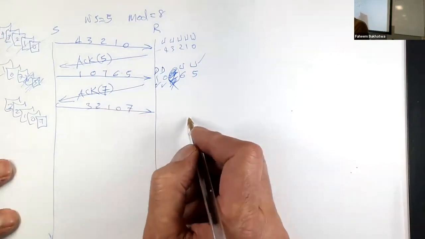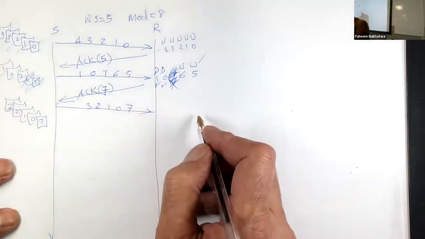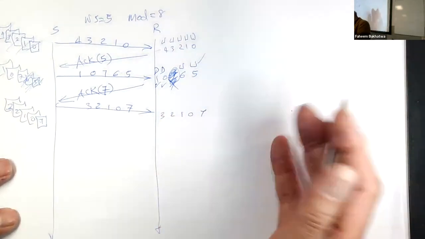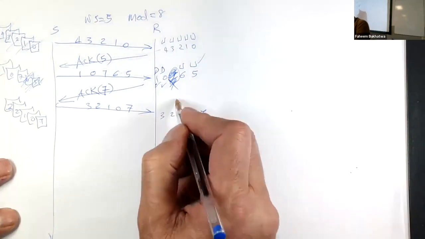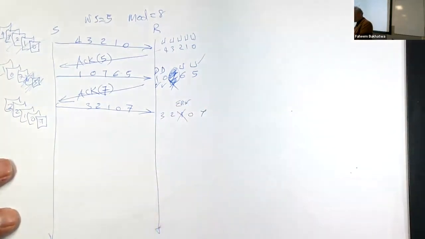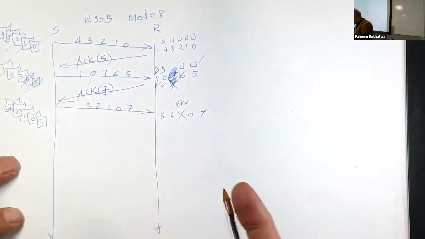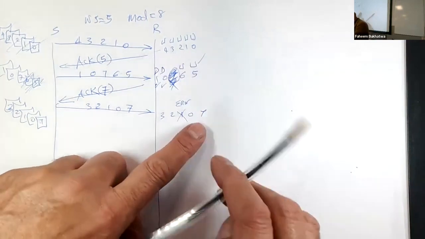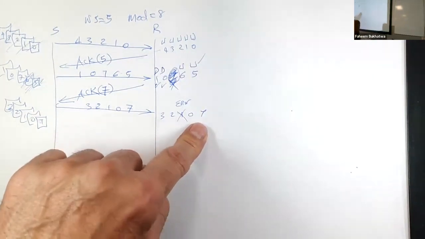Let's say something went wrong with number 1. 7, 0, 1, 2, 3. Lost or has an error? Let's say error. What happens to number 7? Like if you're explaining, you need to tell me what happens to every frame. What do you do with frame number 7? Frame number 7 is okay. What do we do with it?